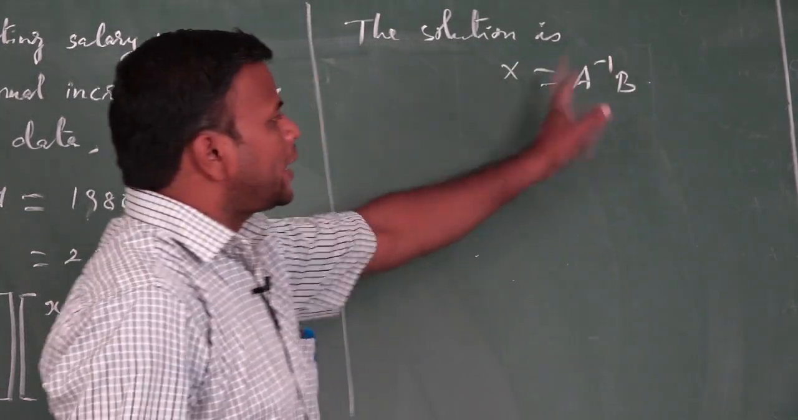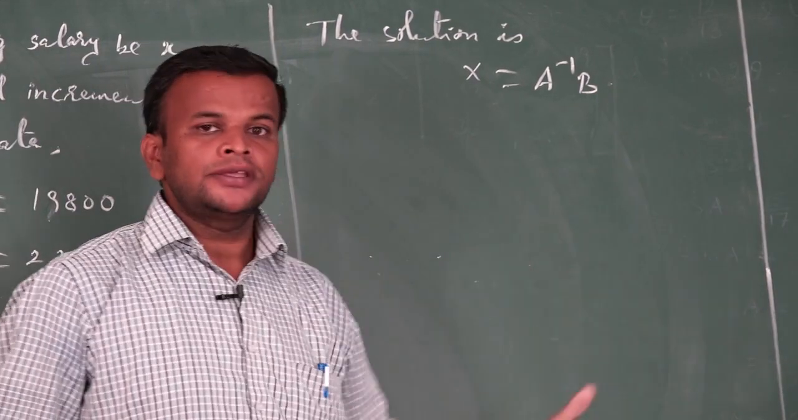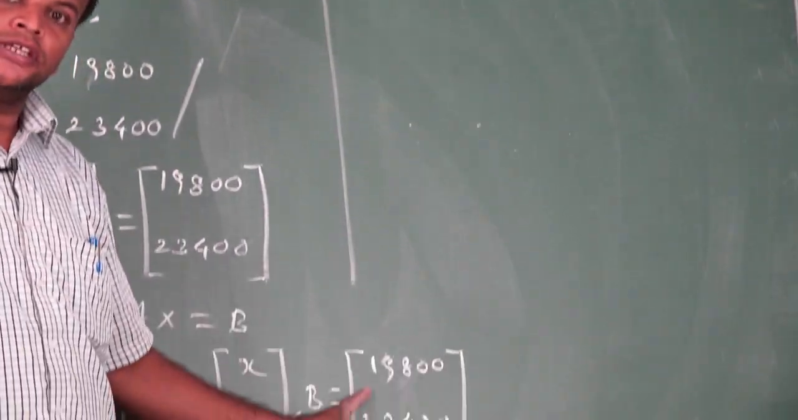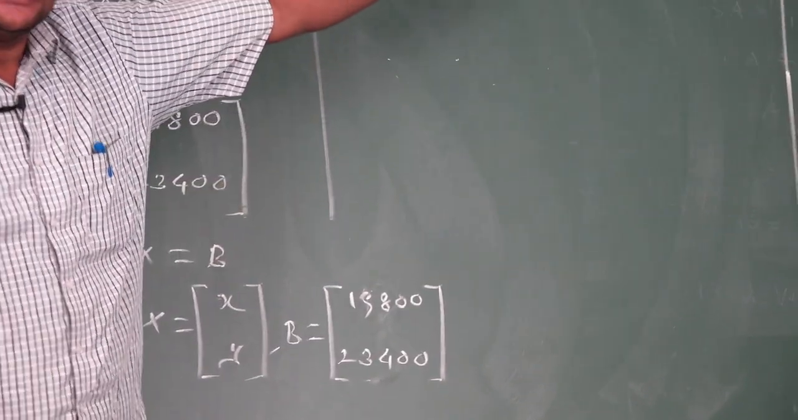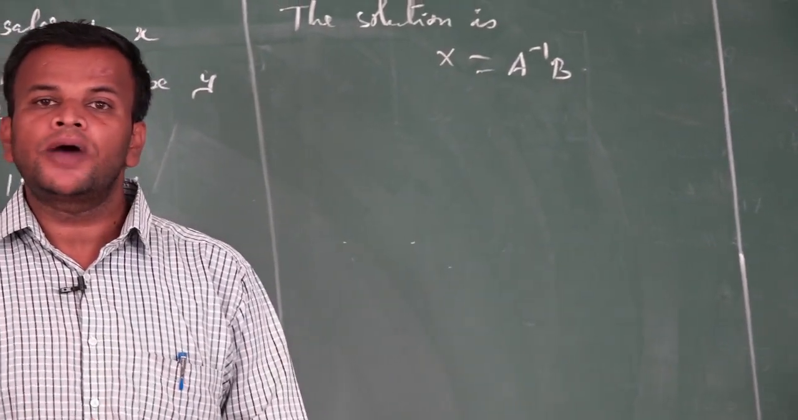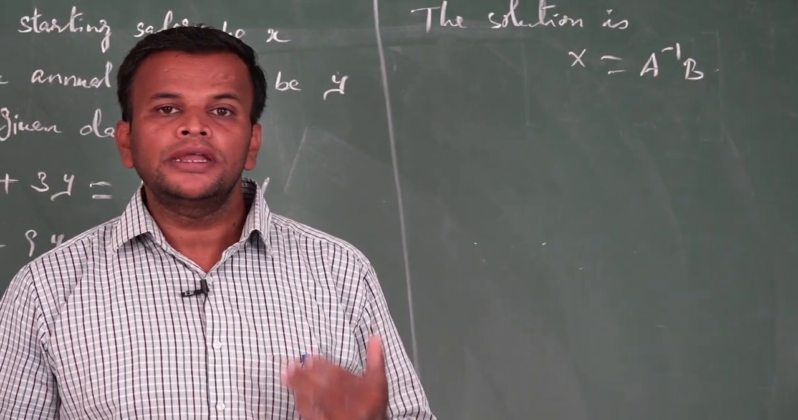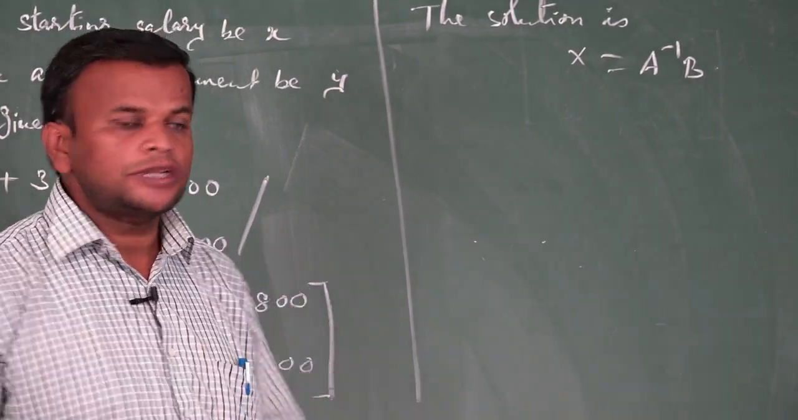So we need two matrices. One is A inverse and another one is B. We see the matrix B is known. Next, to find the matrix A inverse, we don't have A inverse. So the next step is to find A inverse. The formula of A inverse is 1 by determinant A into adjoint A. So the next step is to find those determinants.